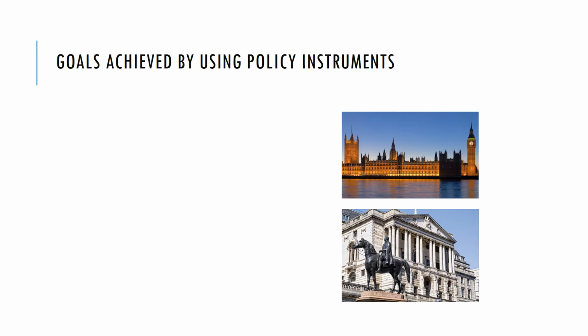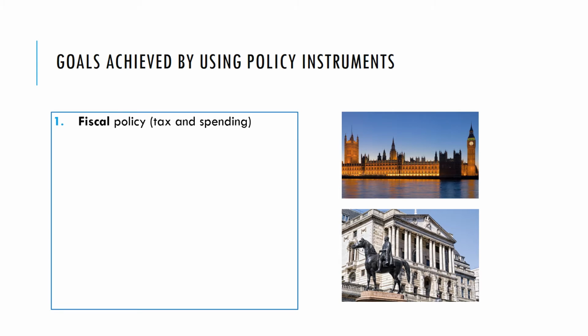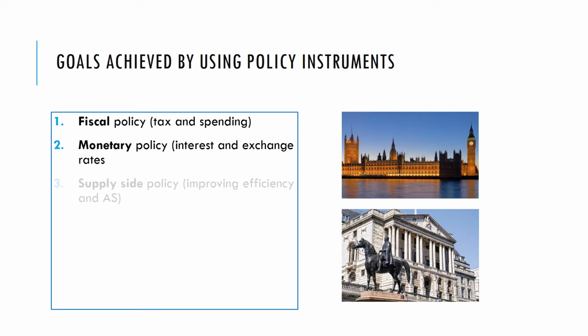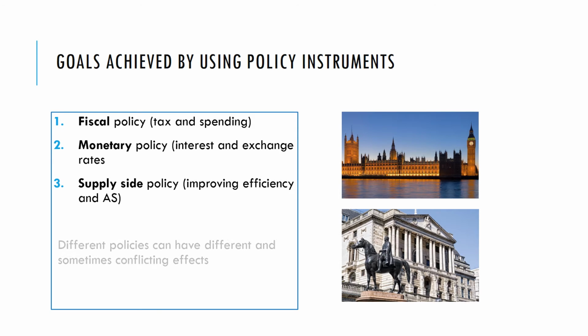So as we've established by now, the government's trying to achieve their macroeconomic objectives through their use of macroeconomic policies. So for example, in the UK the government is in charge of fiscal policy. The Bank of England is in charge of monetary policy. And again, the UK government is in charge of supply side policies.